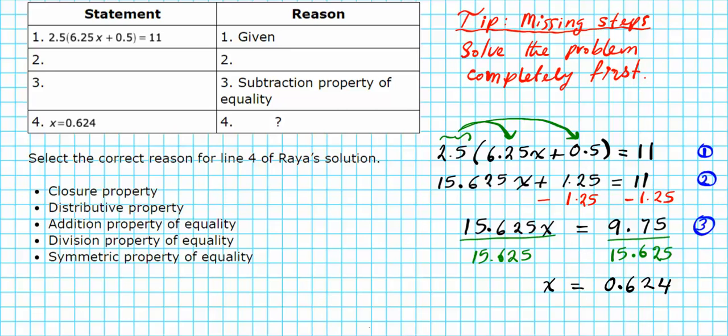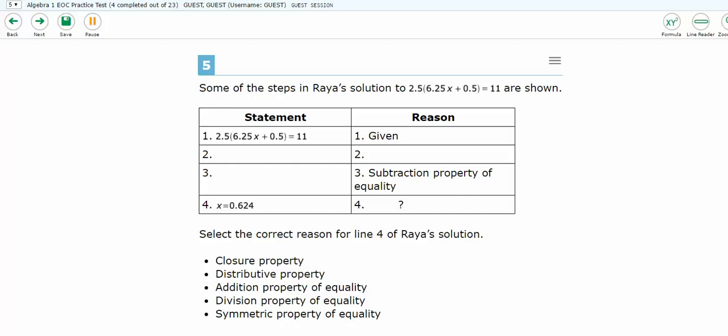Okay, now what takes us to step 4? What is the reasoning behind the fourth step? What did we do to the equation in line 3 to get to 4? We divided by 15.625. So the correct answer is the division property of equality. Okay, so what we do here is just hover over division property of equality, click on it, make sure it's highlighted, and that's the correct answer for question number 5.